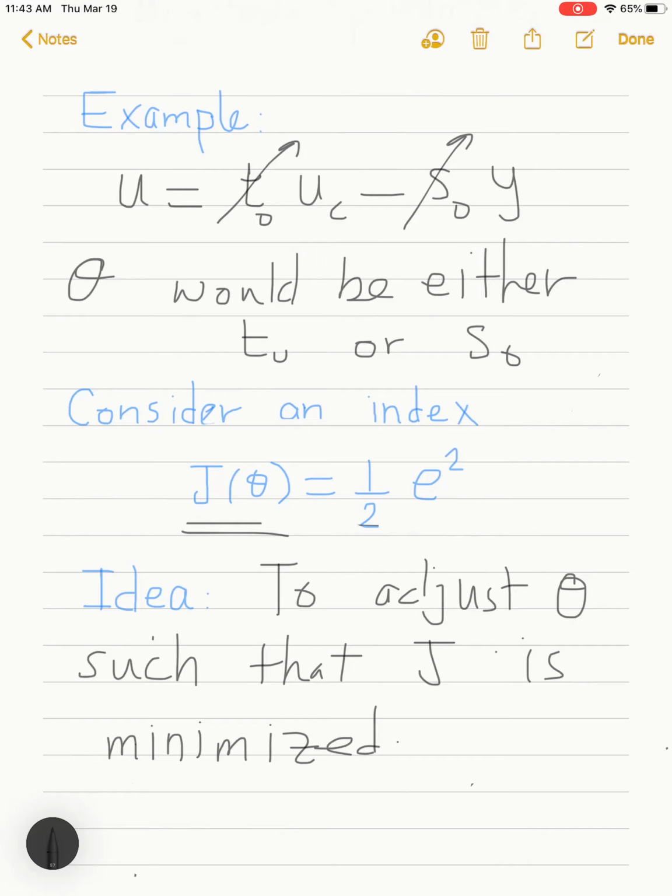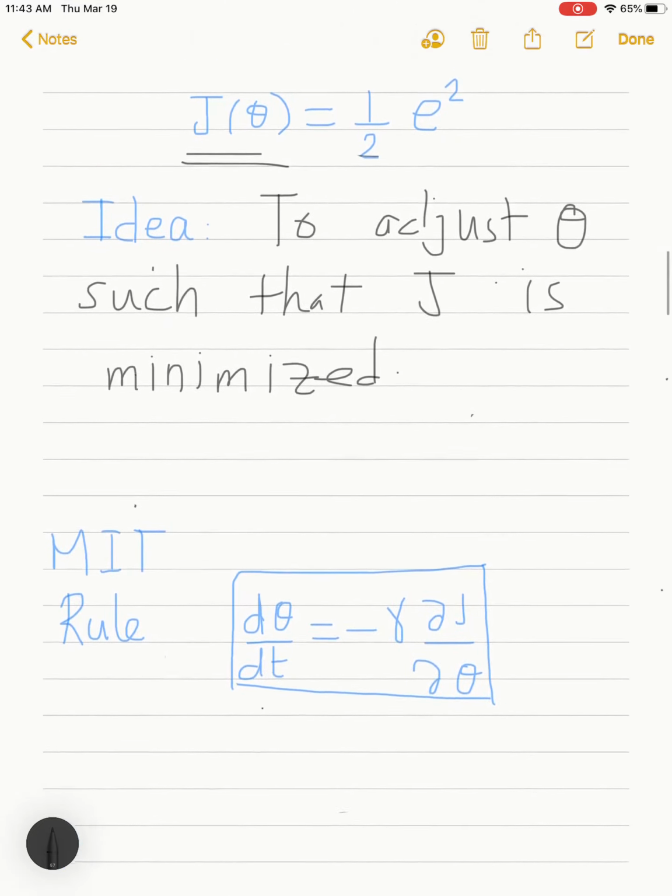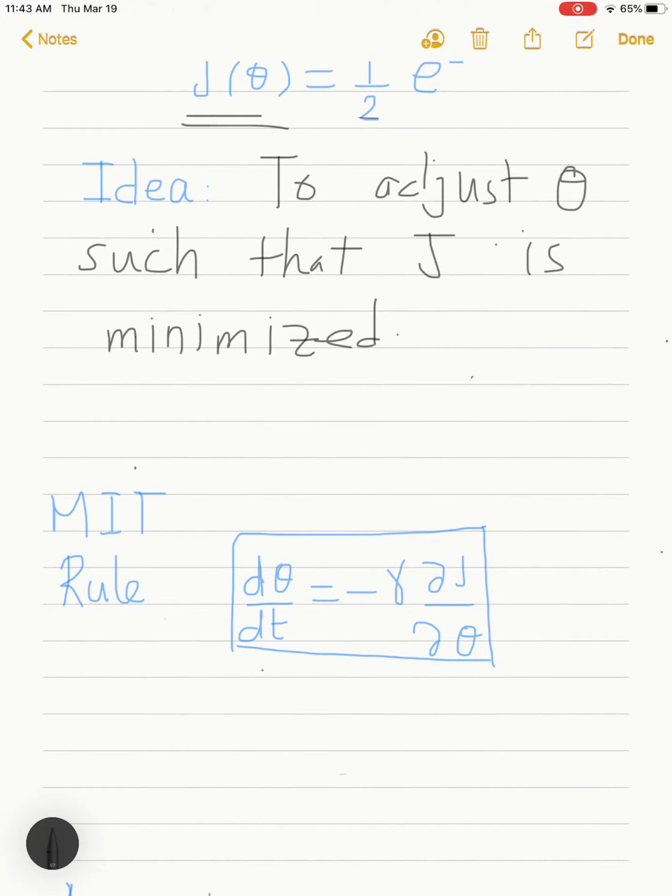We do that by changing theta in the negative direction of the gradient of the index. That's why the MIT rule is d theta by dt, the rate of change of the parameters to be tuned, equal to minus some constant gamma times the gradient of j with respect to theta. Gamma, as I said, is the adaptation gain. This is a constant that is normally chosen by the designer.